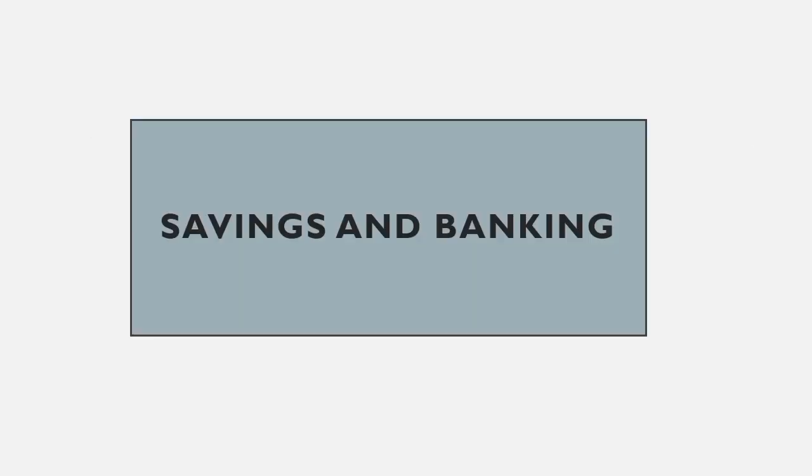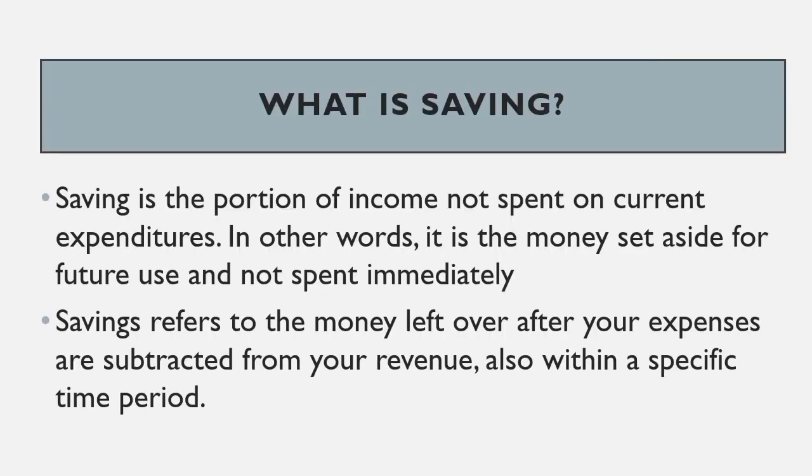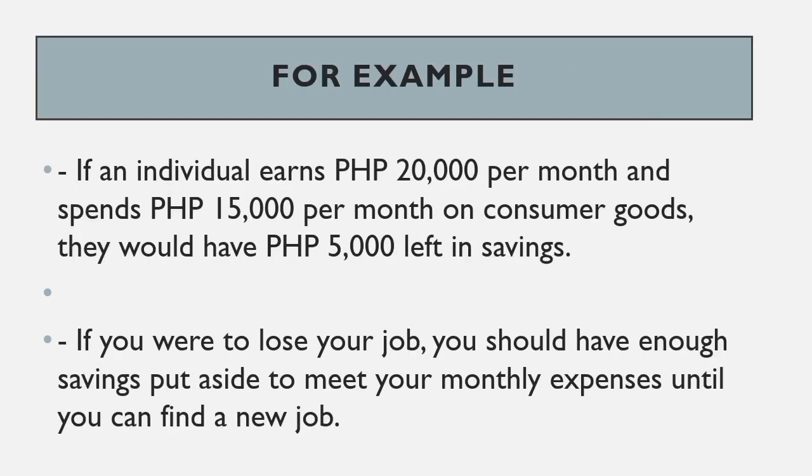So now let's move on to saving and banking. So what is saving? Saving is the portion of income not spent on current expenditures. In other words, it is the money set aside for future use and not spent immediately. Savings refers to the money left over after expenses are subtracted from your revenue within a specific period of time. For example, if an individual earns 20 pesos per month and spends 15 pesos per month on consumer goods, they would have 5 pesos left in savings.